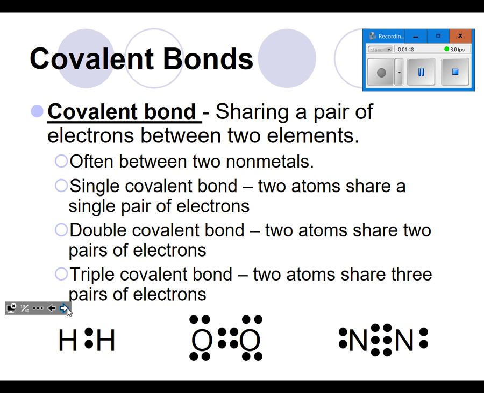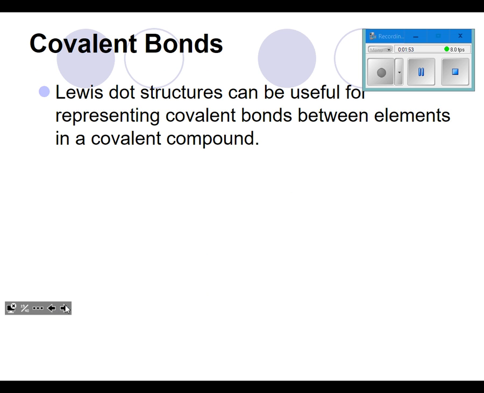Now lots of times, instead of using the 2 dots, I like to just use lines, okay? So Lewis dot structures can be really helpful in representing these covalent bonds between elements. So if I have, again, the 2 hydrogens, those 2 electrons are shared, and so I show a shared pair just as a single line between them. So that line represents a covalent bond, and that line represents 2 electrons.